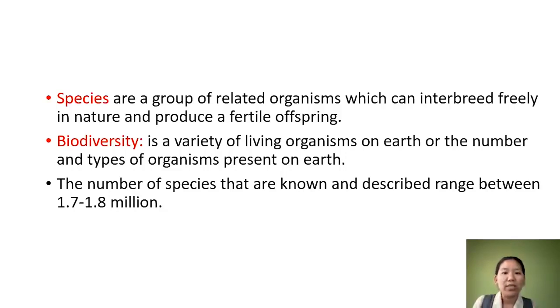Till now, the number of species that are known and described ranges between 1.7 and 1.8 million. You can see it's a very huge number. The number of species recorded on the earth till now ranges between 1.7 million and 1.8 million. And everyone wants to learn about the species. But is it possible to learn all species at one time? It may be difficult.